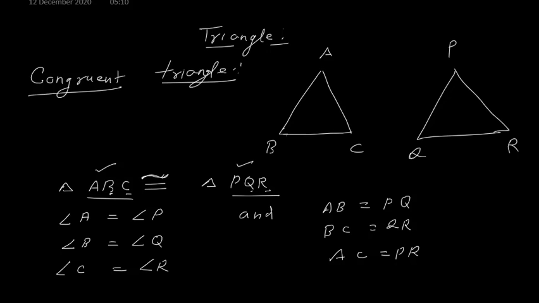Now when two triangles are congruent, then there are six conditions. We have three angles and we have three sides. These six conditions are satisfied. That is, angle A equal to angle P, angle B equal to Q, angle C equal to R, AB equal to PQ, BC equal to QR, and AC is equal to PR. So when two triangles are congruent, these six conditions are satisfied.